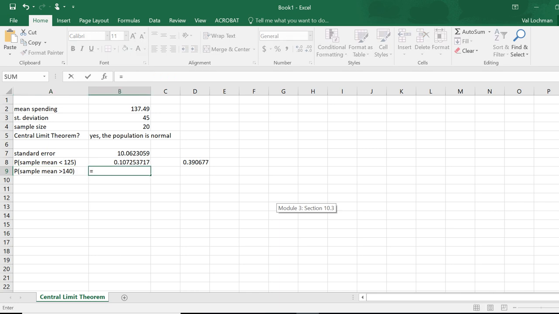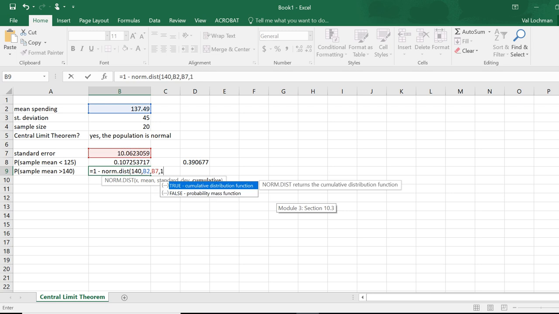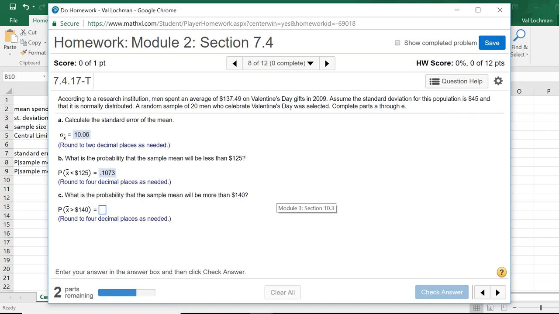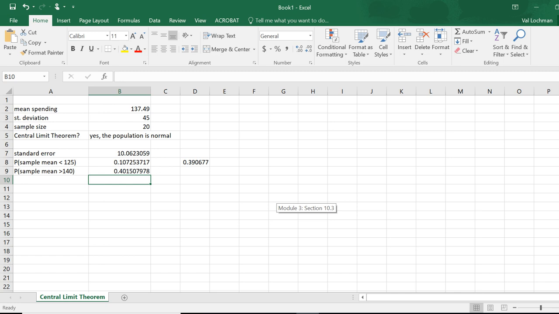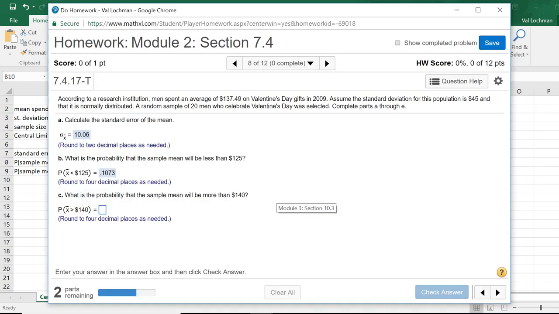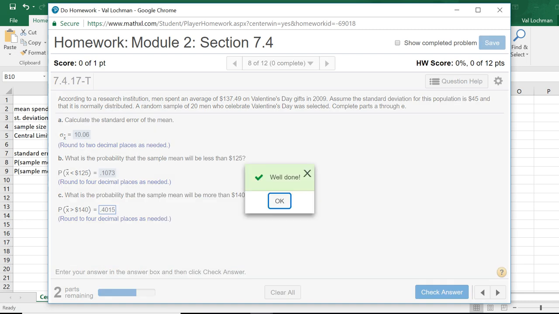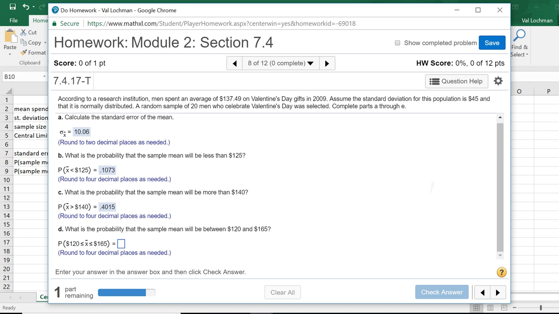Now we need to do 1 minus normal distribution, right? We go up to 140. Mean is this. Standard deviation is our standard error. Cumulative, yes. Okay, let's just check. 140, B2, B7, 1. We get the following probability. Okay. Let's see again, 4 decimal places, so this will be 0.4015. Looking good so far. 2 more to go.